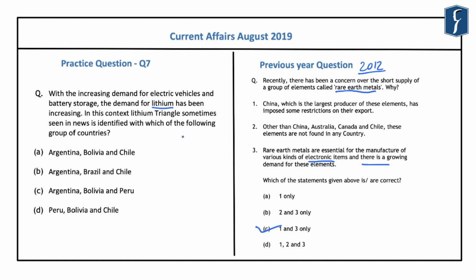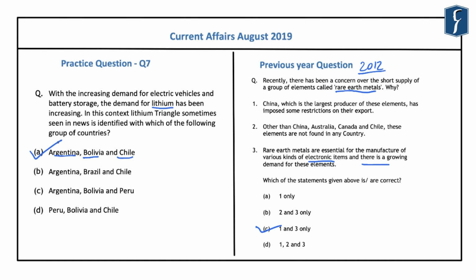Now, as there has been an increasing demand for lithium, India does not have commercially viable lithium deposits, and as such, the recently created KABIL, or the Khanij Bidesh India Limited, is trying to acquire the mines of cobalt and lithium in South America. And this lithium triangle is related to a group of countries which is located in South America. These countries are Argentina, Bolivia and Chile. And hence the correct answer here is A, that is Argentina, Bolivia and Chile are popularly known as the lithium triangle countries.